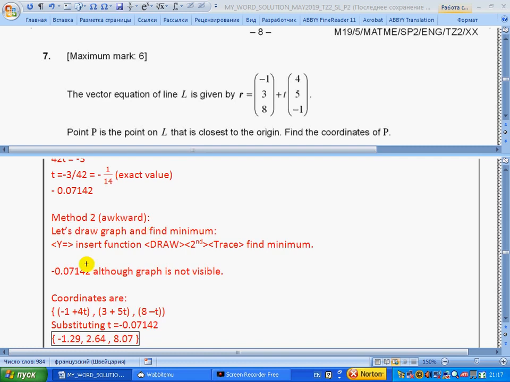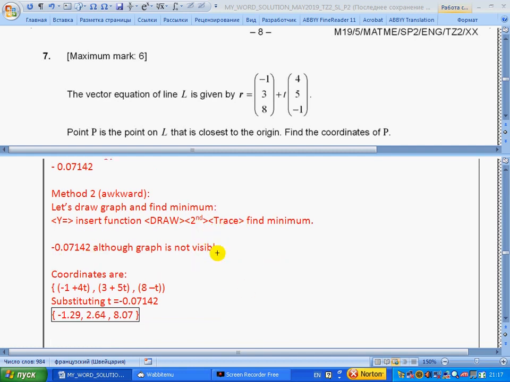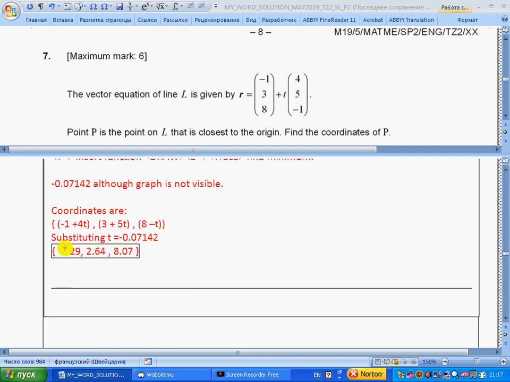Method 2 is awkward. You write y equals, insert the function, draw, second trace, find minimum. Even if you don't see the graph, you will get the value. So the coordinates are given by this expression: minus 1 plus 4t, 3 plus 5t, 8 minus t, and substituting t we get this coordinate, and we give it as the answer.